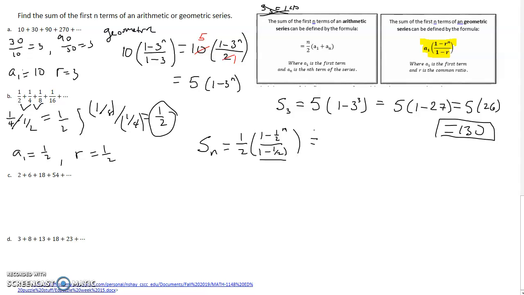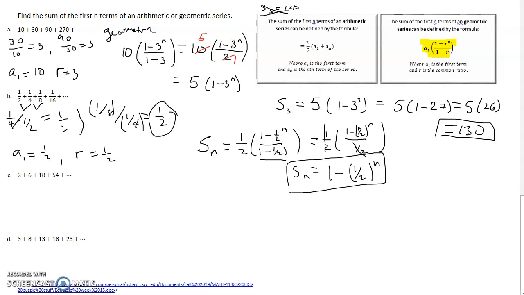All right, let's simplify this a little bit further. When I subtract 1 and 1/2 in the denominator, we're going to get 1 minus 1/2 to the n power over 1 minus 1/2, which is 1/2. And then these are going to cancel out, right? Because I have a 1/2 on the outside, I have a 1/2 in the denominator, so those cancel, and our formula is 1 minus 1/2 raised to the n power. And that's how we would find the sum of the first n terms in the sequence, and now we could use this generalized formula to find the sum of any terms that we wanted in the sequence.